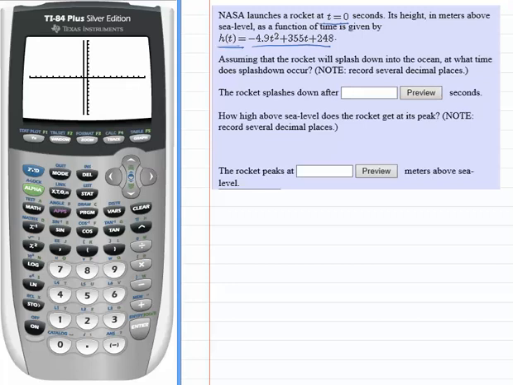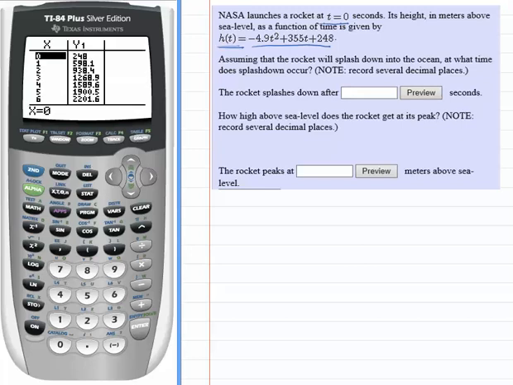So I'm going to go second, and then above the window is a table setup. I'm just going to tell it that I want to start at 0 seconds, that's my input, and then go in increments of 1. And then you can set these other two values to auto. Now if I go to table, which is above the graph, so I hit second table, I can start to understand what's happening with this function.